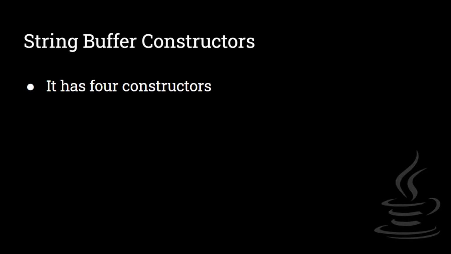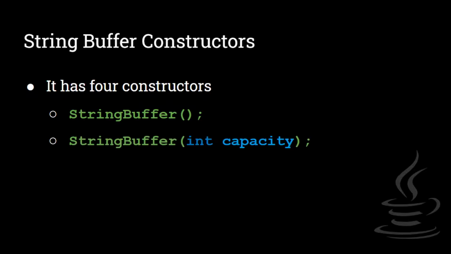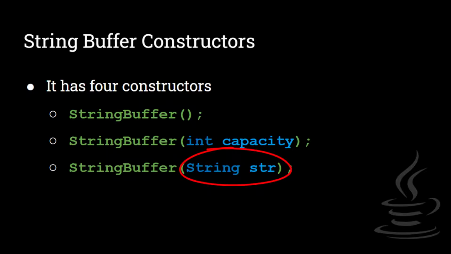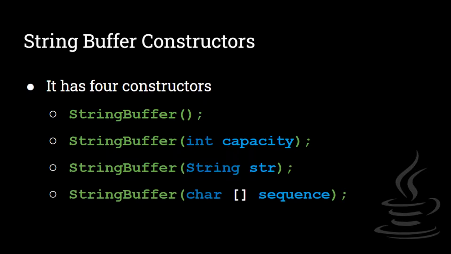StringBuffer defines 4 constructors. The first one is the default StringBuffer constructor, which creates an empty StringBuffer and reserves room for 16 characters. The second one is a parameterized constructor which creates an empty string and takes an integer argument to set the capacity of the buffer. The third one creates a StringBuffer and takes a string as an argument, and initializes the buffer with the content of the string argument. The fourth one creates a StringBuffer, and takes a character array as an argument, and initializes the buffer with the same character sequence as specified in the argument.